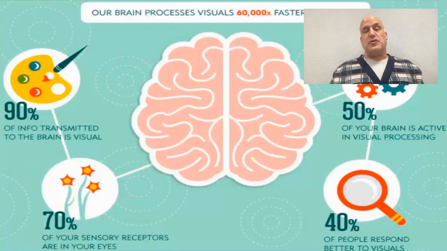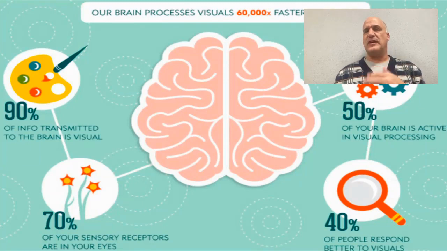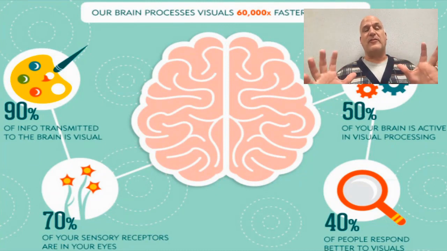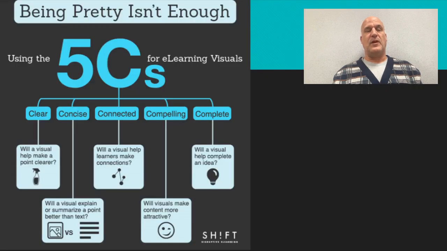The reason why visuals are so important is because most people are visual learners. Matter of fact, our brains process visuals 60,000 times faster than text. So if you put text on the screen, it's going to take a while for people to process that, but they can immediately start processing visuals at a deeper level. But being pretty is not enough. You have to consider the 5 C's when it comes to learning visuals.